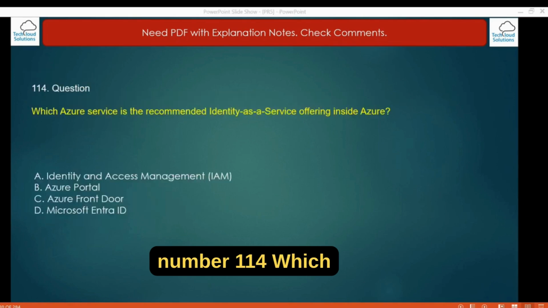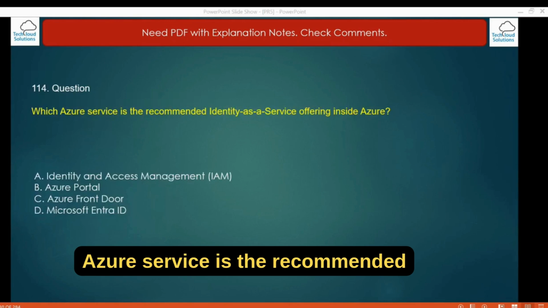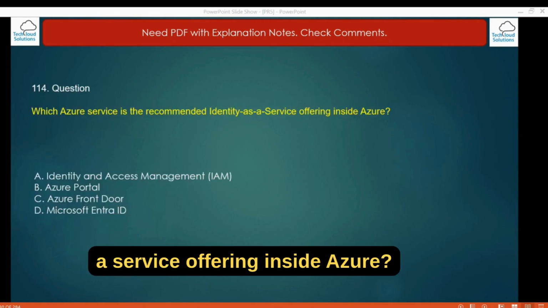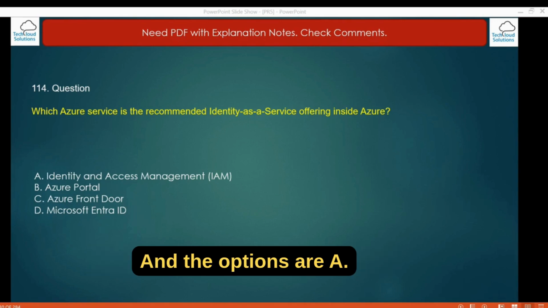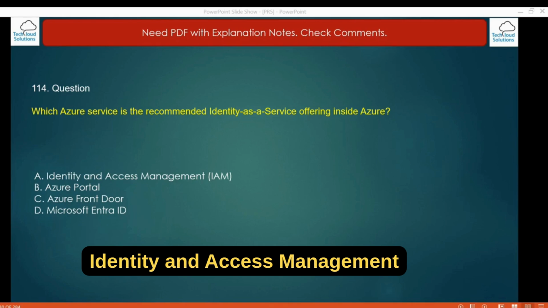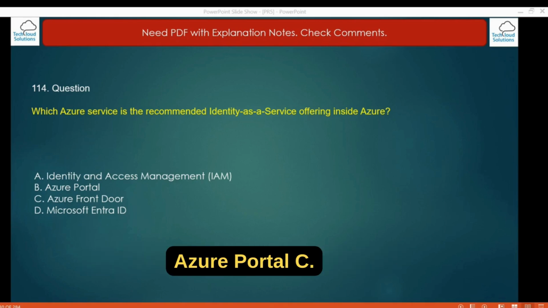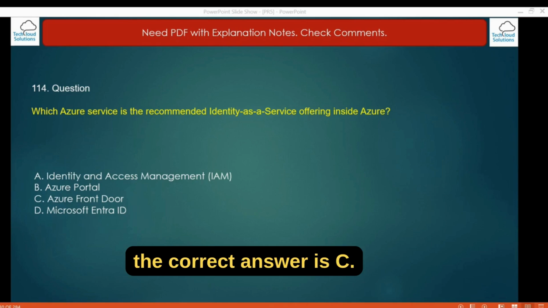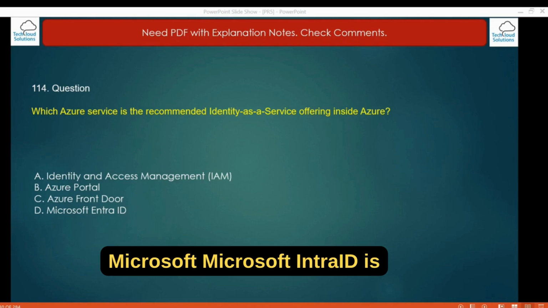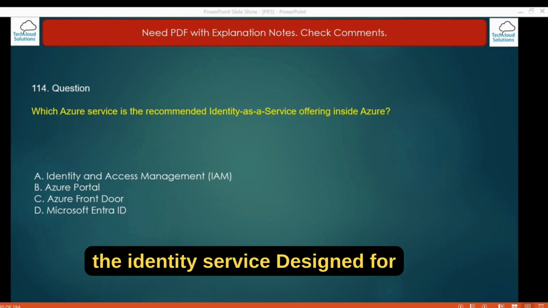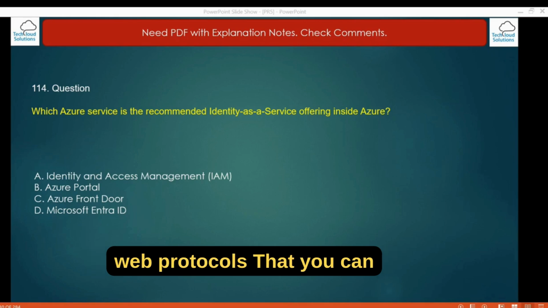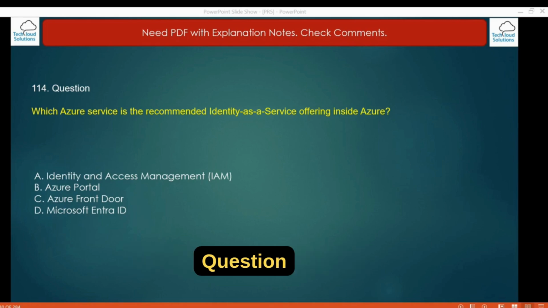Question number 114. Which Azure service is the recommended identity as a service offering inside Azure? And the options are A. Identity and access management, B. Azure portal, C. Azure Front Door, D. Microsoft Entra ID. So the correct answer is D because Microsoft Entra ID is the identity service designed for web protocols that you can use for your applications.